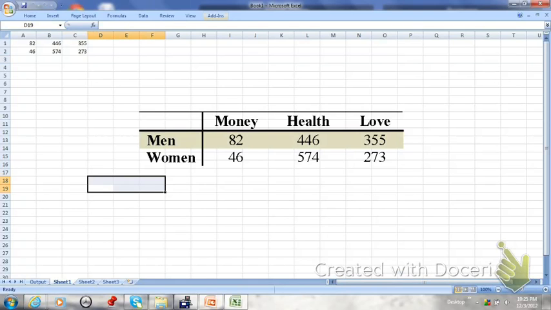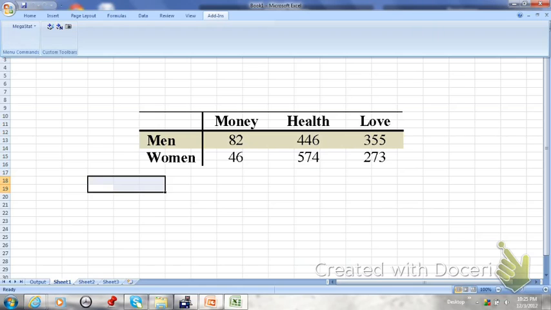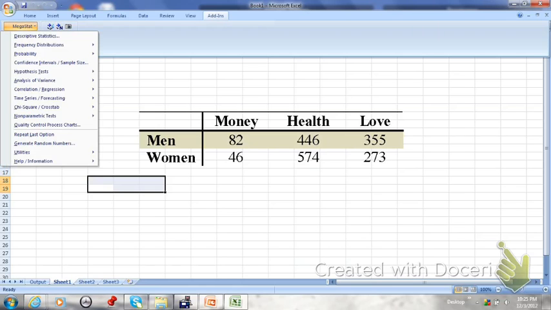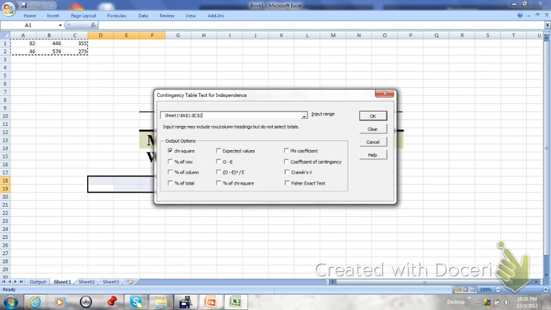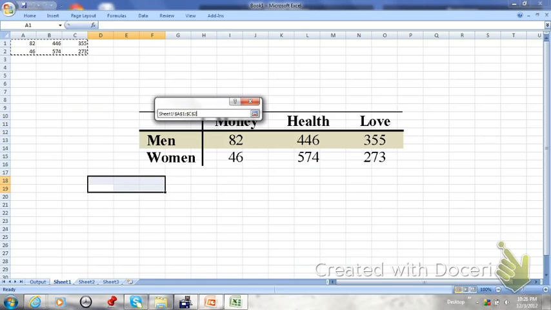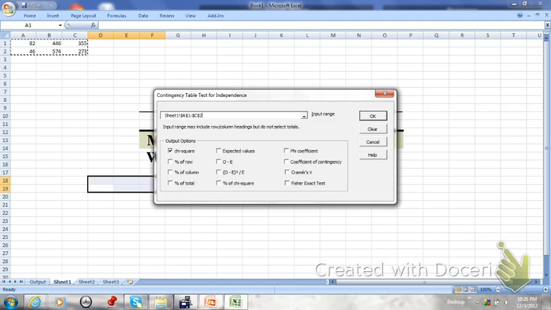I could have scooted things over, and I just want to talk about what to highlight and how to do this on Excel. So you would go to add-ins, Megastat, assuming you have that Megastat add-in for Excel. It's very simple. You just go down to chi-square crosstabs, right? Contingency table. And then when it says input range, you go here. You highlight all your cells of interest. Okay? And you just click on chi-square.